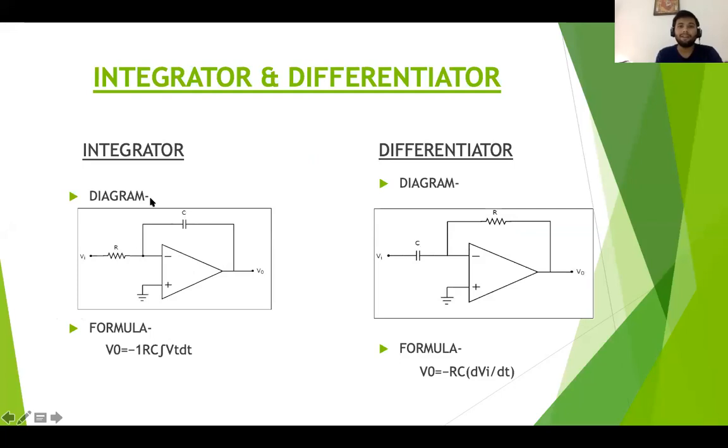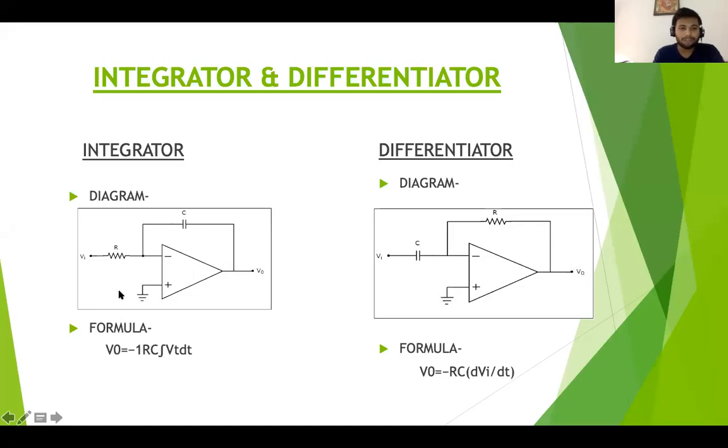Next thing is integrator and differentiator. Now integrator is just opposite of differentiator, or we can say that differentiator is just opposite of integrator. Two things we should keep in mind: the position of the capacitor, and the position of the resistance. Both interchange. In case of integrator, the resistance is kept in series with the power supply, and feedback is provided by the capacitor. And in differentiator, feedback is given by the resistance, and the capacitor is placed in series with the power supply.